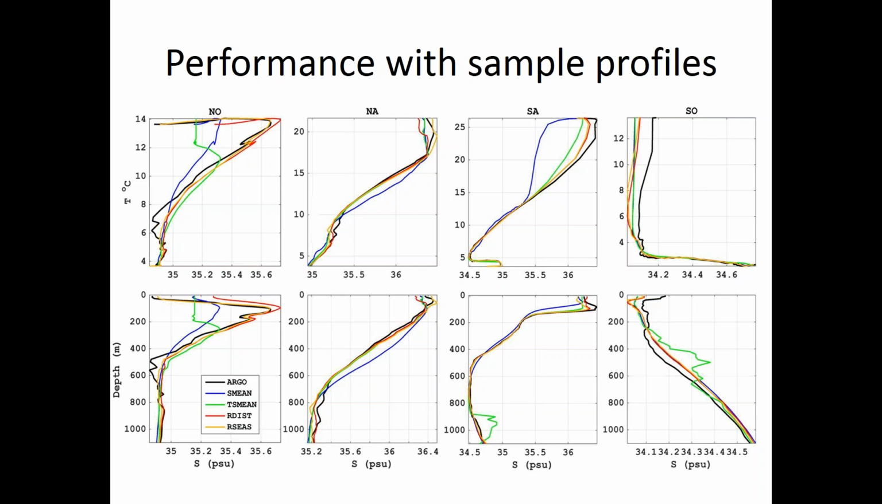And the two regression methods, the RDIST and RSEAS, are very, very similar at this point. Generally, when you add the seasonality in RSEAS, it improves a little bit at the surface of the profiles relative to the Argo, the black curve, and relative to the red when you use the distance. But so far they're pretty similar.